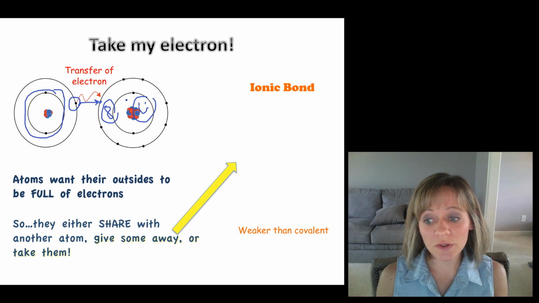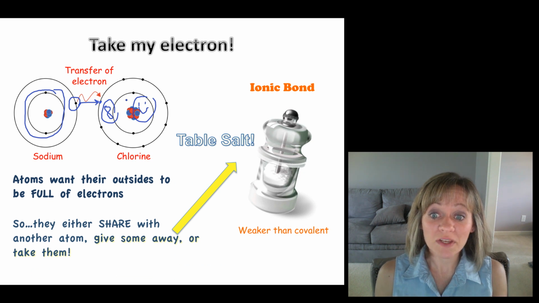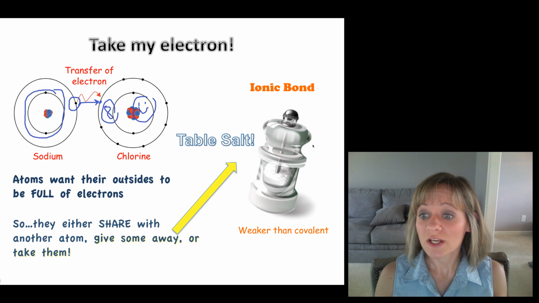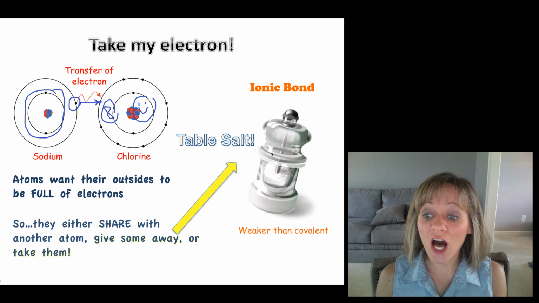It's a little bit weaker than a covalent bond, and what we're actually looking at here is table salt. Sodium chloride is an example of an ionic bond. Sodium is going to give away an electron to chlorine. You eat this every day. This is an example of an ionic bond, an ionic compound.